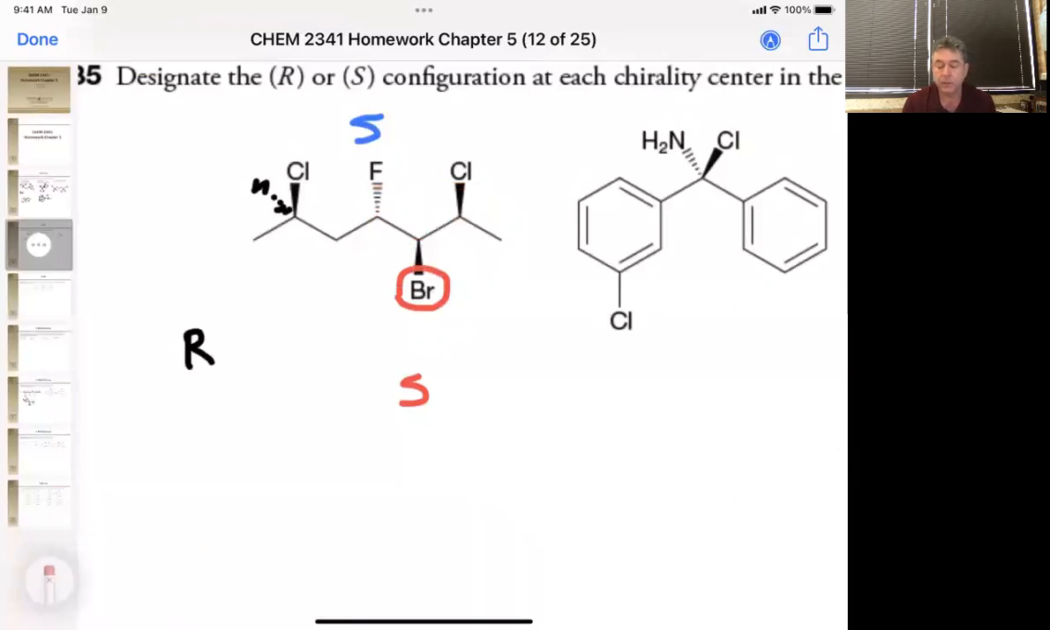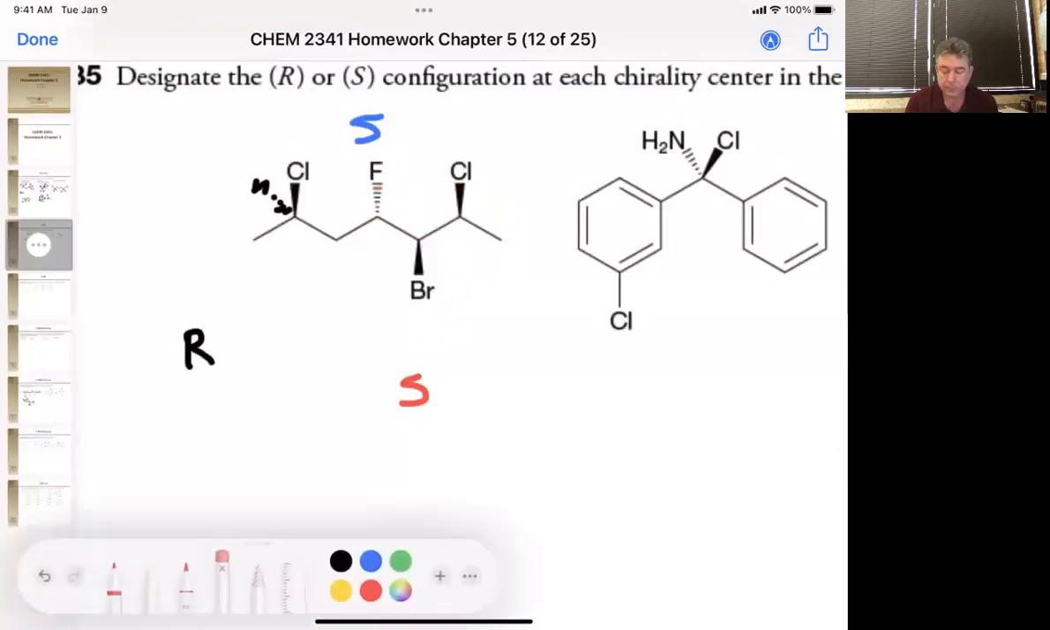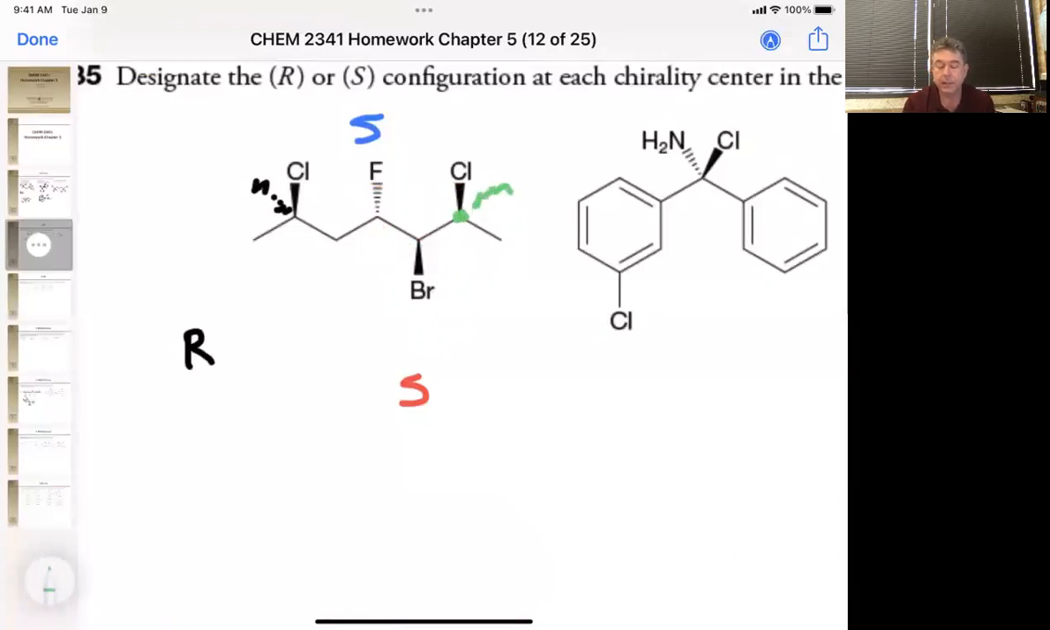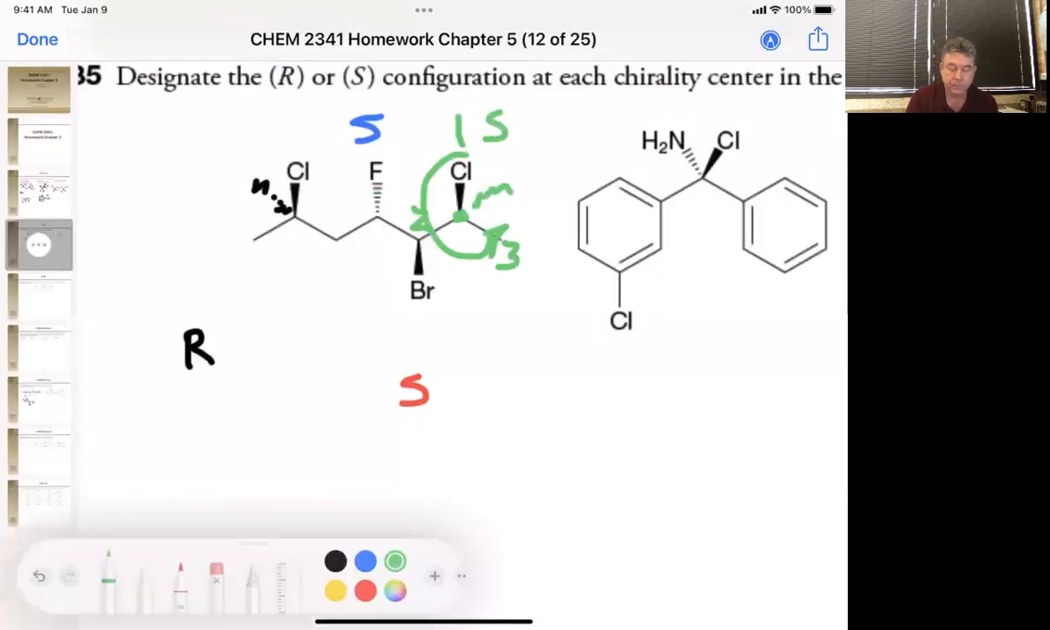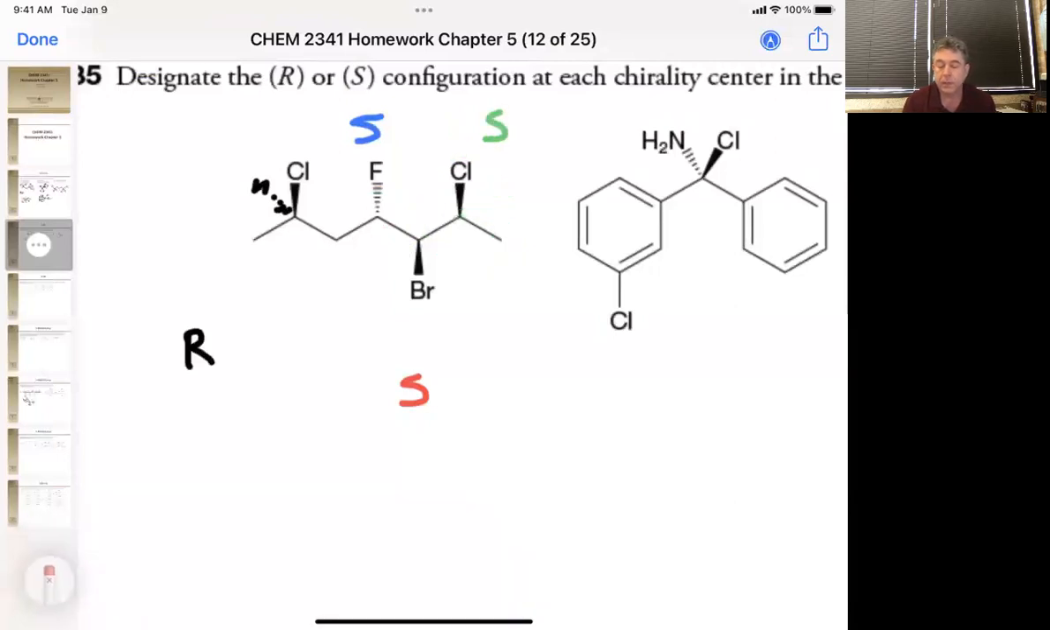Okay, so let's go off and do our last one now. And let's see, we can look at it from the front because the hydrogen is going to the back. So we're hydrogen going back. And this is going to be our 1 priority, our 2 priority, and our 3 priority. So that's going counterclockwise. So this is also S. All right, so that's one great way to do this.